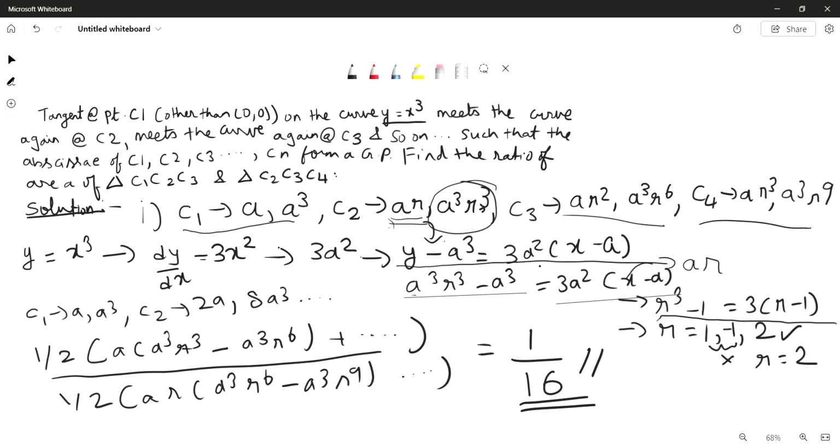How do you find r? By using this condition: the tangent meets the curve again at C2, C3, C4, and so on. The coordinates of C2 are common between the curve and the tangent, so we are substituting the coordinates of C2. If you substitute the coordinates of C3, C4 or any other point, you will finally get r to be 2. So this is the solution to this question.